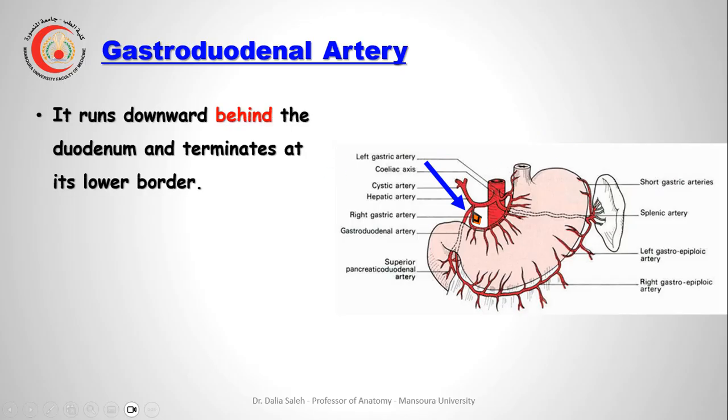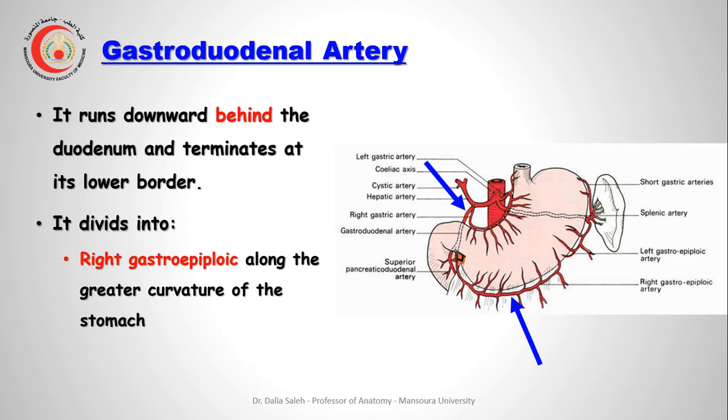it arises from the common hepatic artery and then passes behind the first part of the duodenum to reach its lower border, and then divides into the right gastroepiploic branch, which runs along the greater curvature of the stomach and gives branches to both supply the stomach and also the greater omentum. That's why it is called gastroepiploic. Gastro means stomach, epiploic means omentum or peritoneum.